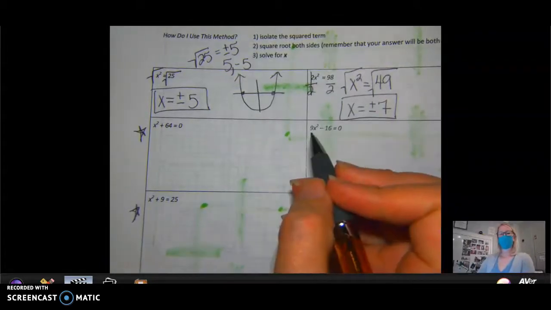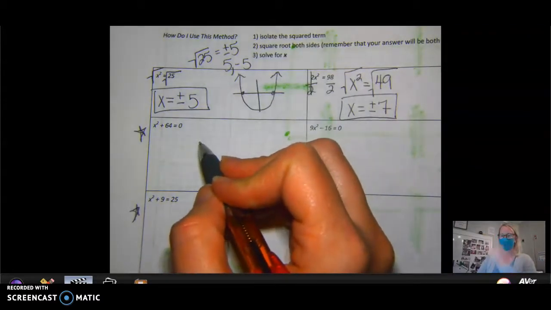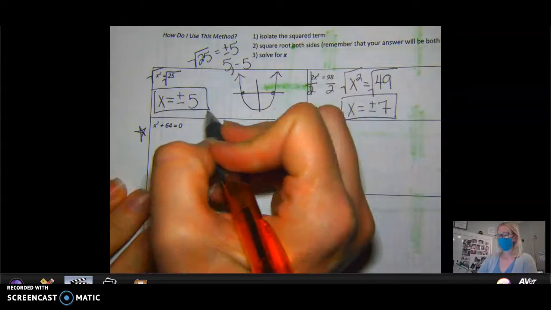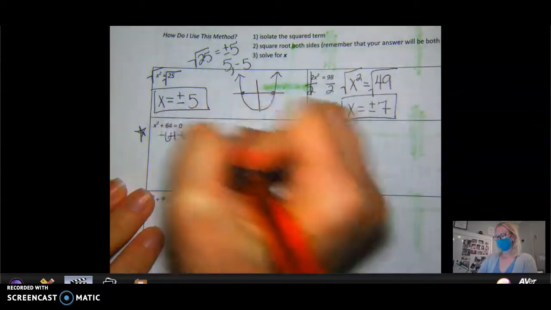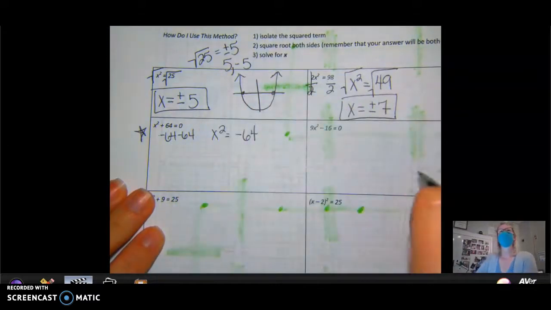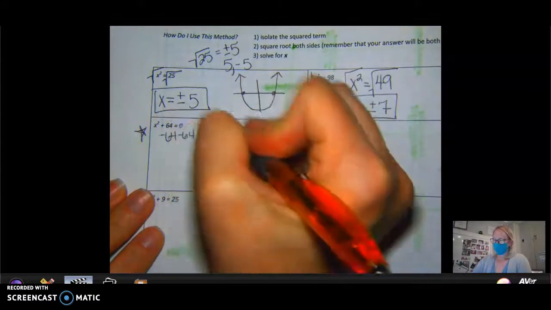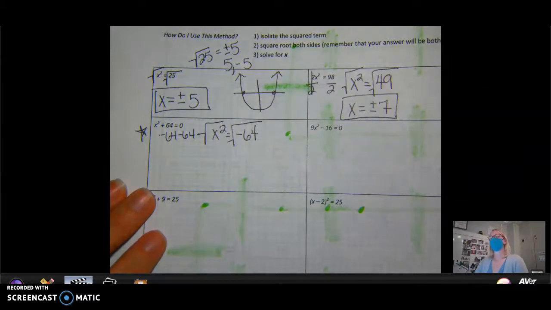Okay, let's go over these two. On this first one, is the square term isolated? Nope. So what do I move? Subtract 64 from both sides. So I get x squared equals -64. What do I do now? Square root. Did you put that into your calculator? Everybody put that into your calculator real quick for me. Square root -64. What does your calculator say?